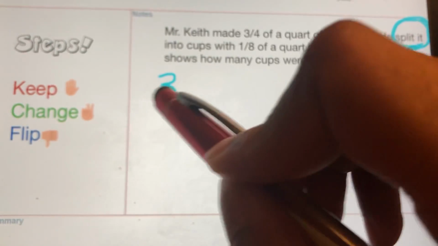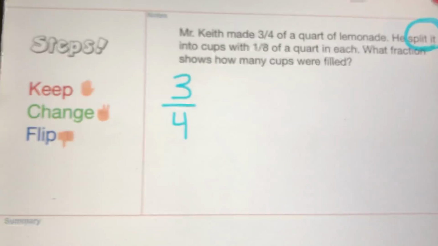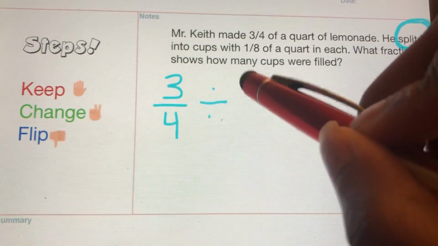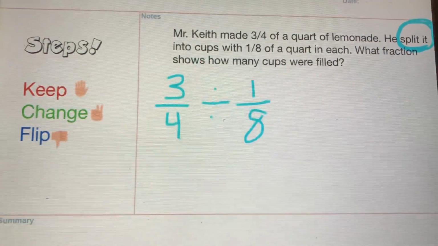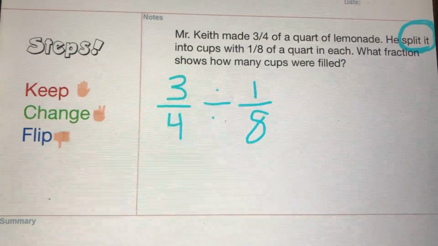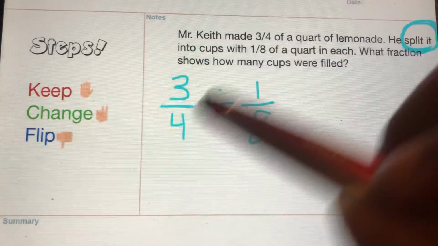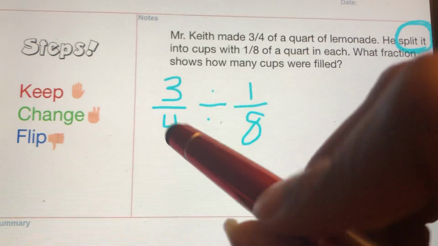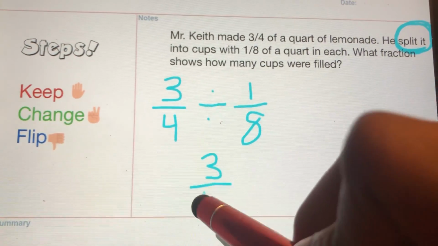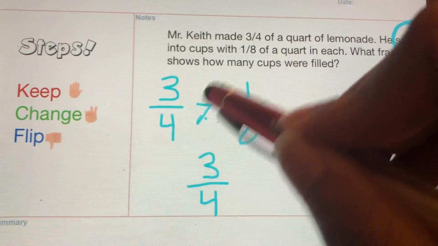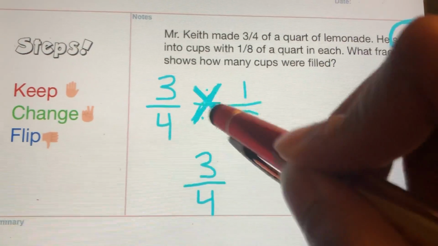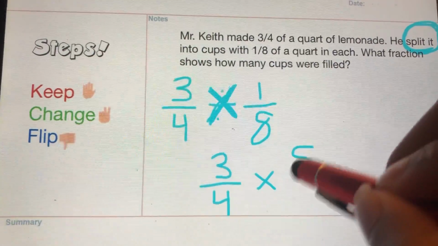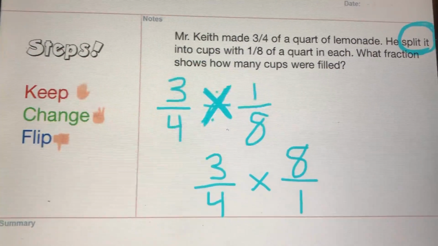So we have 3/4, split, that means divide, 1/8. We are going to go ahead and use our steps here. We got 3/4. We're going to keep that. Change. Bye-bye. Deuces. Adios. And flip. So we got 8/1.